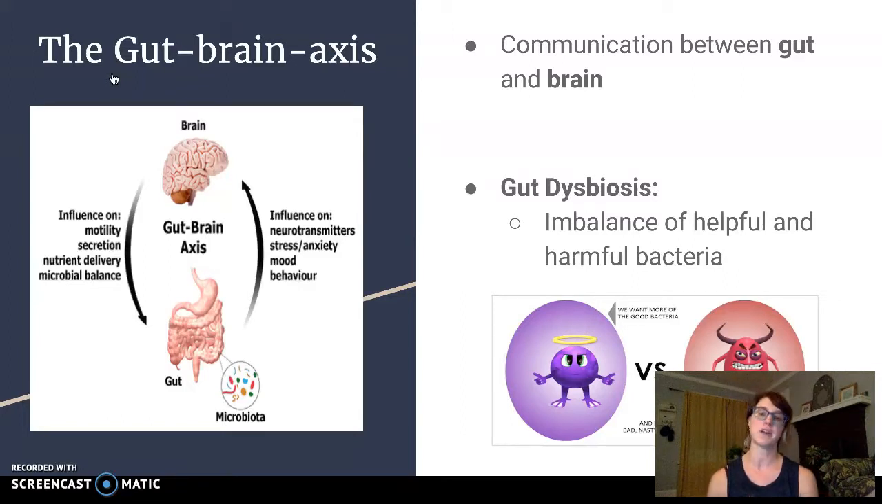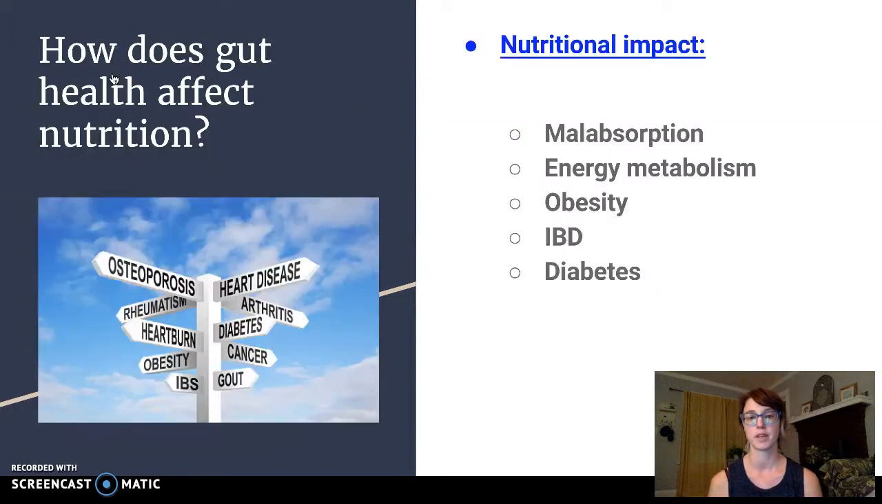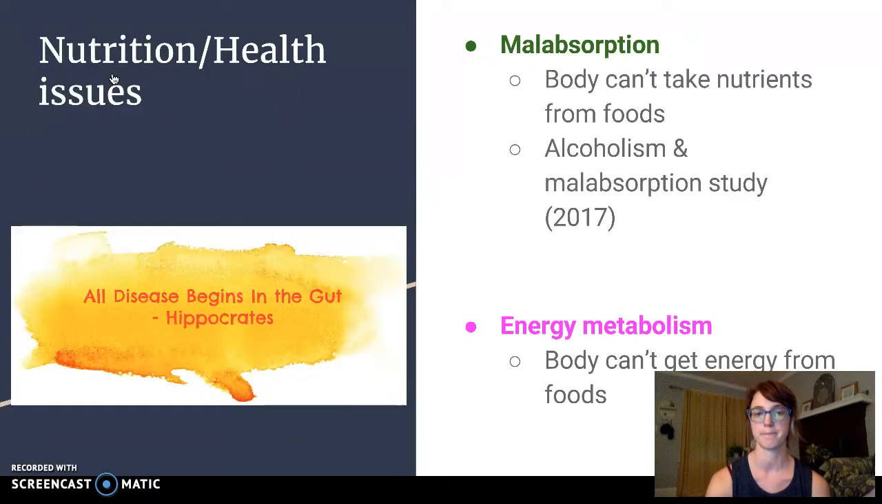And so gut dysbiosis, as you can imagine, that's the imbalance of helpful and harmful bacteria in our gut. So when we have gut dysbiosis, that means we can have nutritional impact and health problems at that point. So I'm going to go over some health issues that specifically relate to the nutritional impact when we have poor gut health, and that's going to include malabsorption, energy metabolism, obesity, IBD or inflammatory bowel disease, and diabetes.